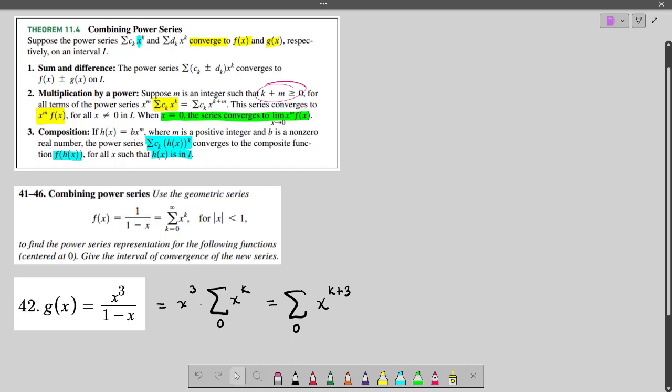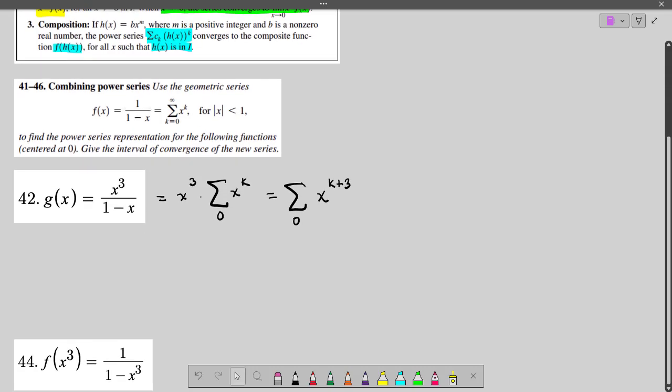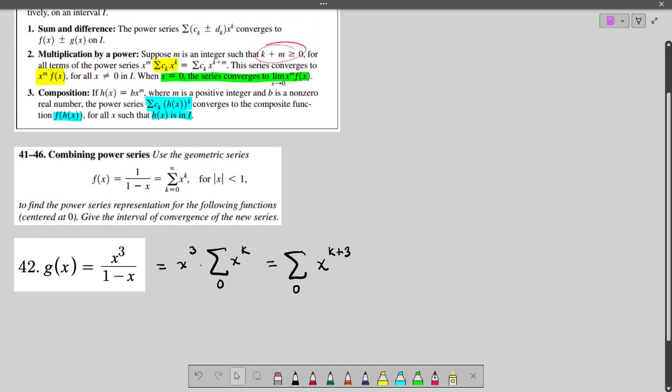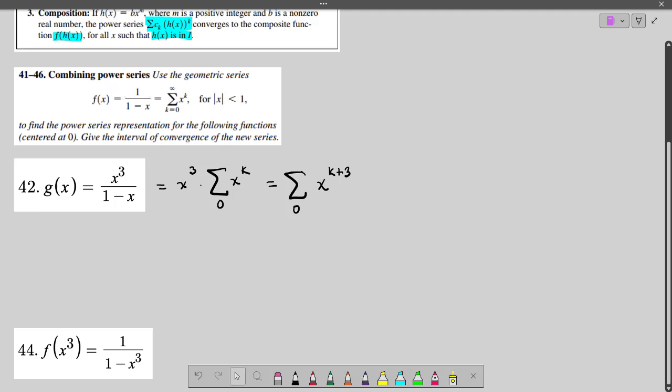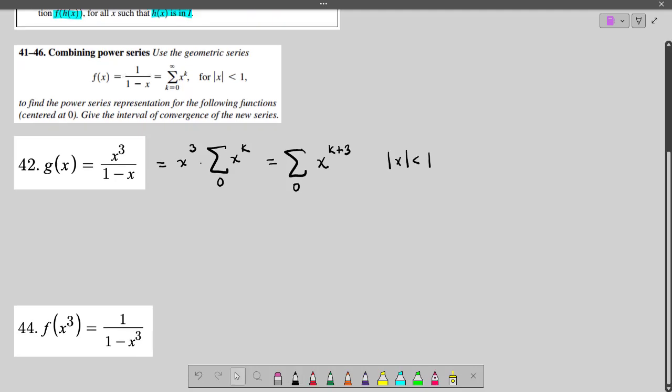So let's look up here. So multiplication by a power, the series converges to x to the m f of x for all x not equal to 0 in I, if x equals 0, then it converges to the limit. We can ignore that piece. It's just going to be x to the m times f. So the interval of convergence does not change. It's still I. So this was absolute x less than 1, so that has not changed. Nothing has changed. So there's our new power series, and it converges for all x less than 1 in magnitude.